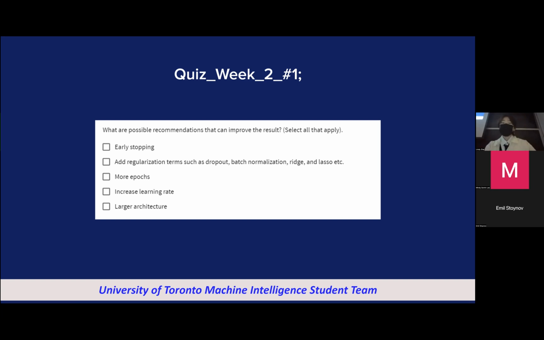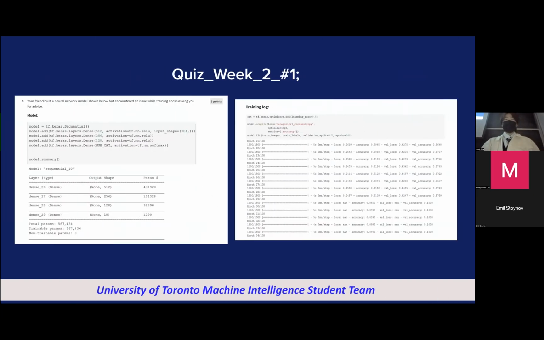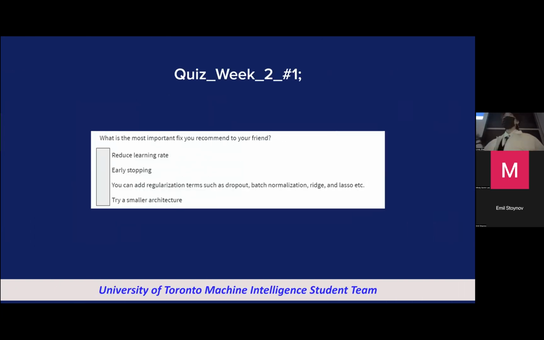Training more epochs will not help in this case, because it's just stuck in the overfitted stage. And increasing the learning rate will not help either. The next question is the same problem prompt: what is the most important fix to recommend to your friend?